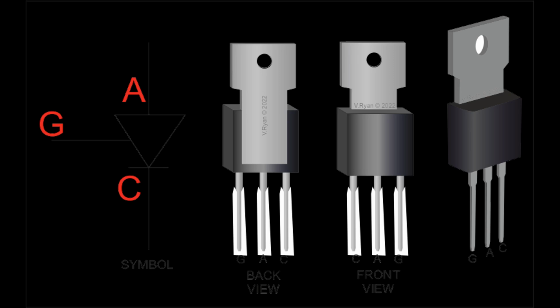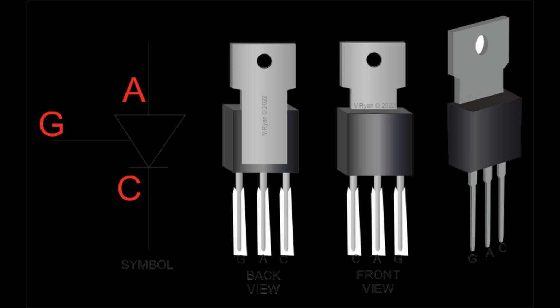Once triggered, the LASCR remains in the conducting state, allowing current to flow from the anode to the cathode, similar to a conventional SCR. Turn off. The LASCR can be turned off by reducing the current through the device to below the holding current, similar to an SCR. Key characteristics. Optical triggering.